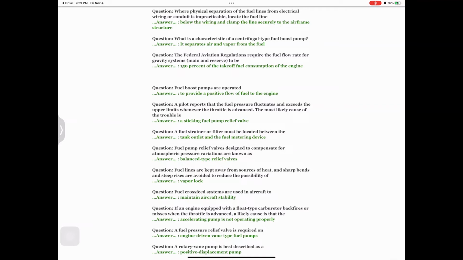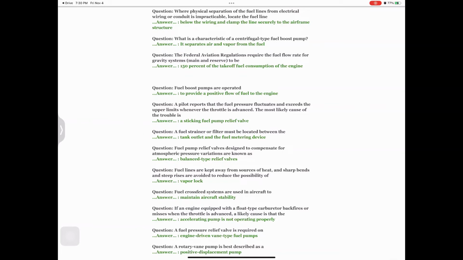Question. Fuel pump relief valves designed to compensate for atmospheric pressure variations are known as answer. Balance type relief valves. Question. Fuel lines are kept away from sources of heat, and sharp bends and steep rises are avoided to reduce the possibility of answer. Vapor lock. Question. Fuel crossfeed systems are used in aircraft to answer. Maintain aircraft stability. Question. If an engine equipped with a float-type carburetor backfires or misses when the throttle is advanced, a likely cause is that the answer. Accelerating pump is not operating properly.